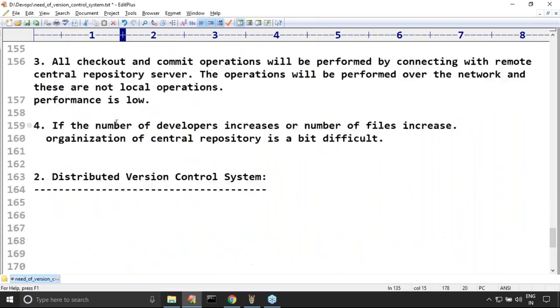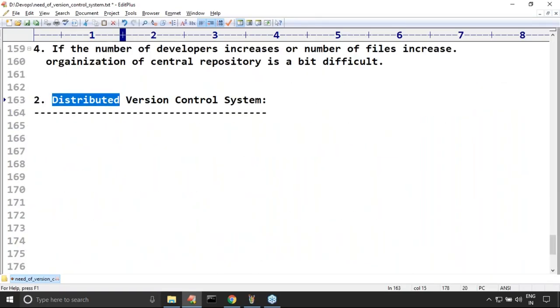Now the second one is distributed. Which is the distributed? Have you observed which thing got distributed? Again the repository. The repository is distributed.